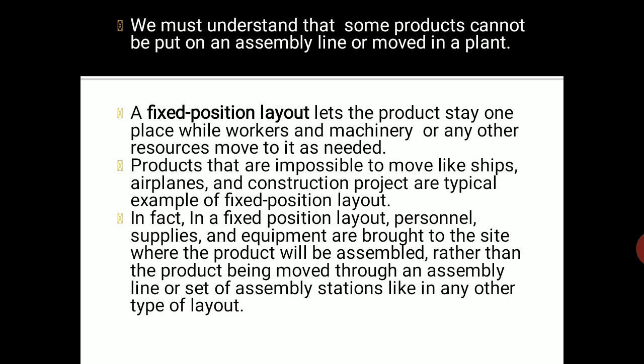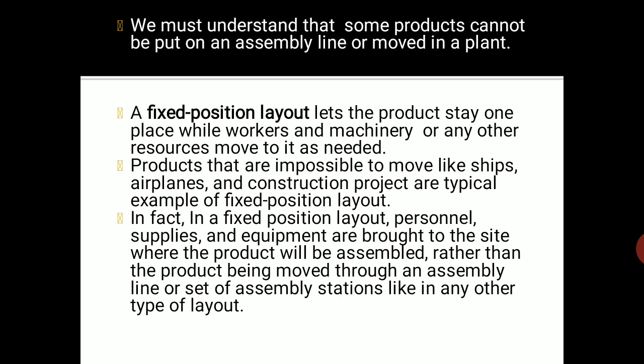Mind you, the product does not move. Instead, then what moves? It may be the workers, it may be the machineries, it may be any other resources that keep on moving. As per the requirement, they keep on moving around the product, but the product remains as it is. It is stagnant, it is static, it is at its fixed position.